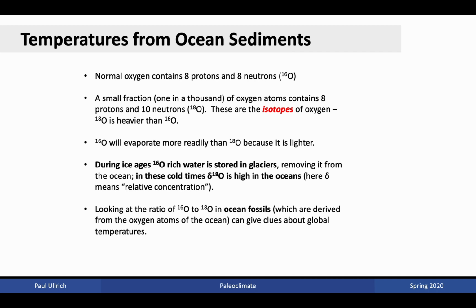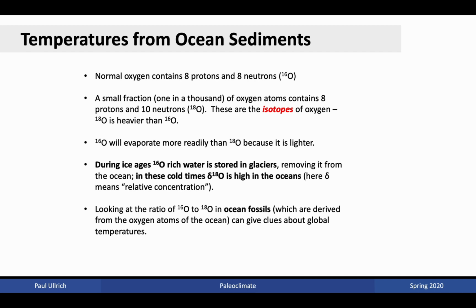Normal oxygen, we know, contains 8 protons and 8 neutrons. This is an isotope of oxygen known as 16O. However, a small fraction, approximately 1 in 1,000, of oxygen atoms contain 8 protons and 10 neutrons. This is a slightly heavier oxygen atom. This particular isotope is referred to as 18O. Thus, there are 2 major isotopes of oxygen, 16O and 18O, with 18O being the heavier of the 2.